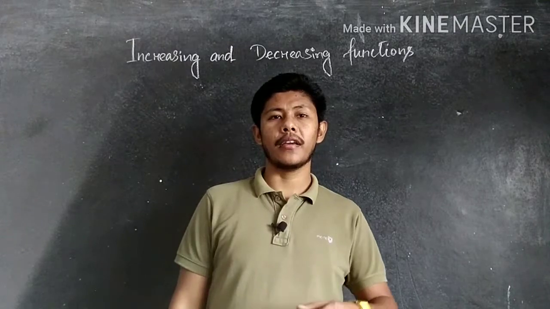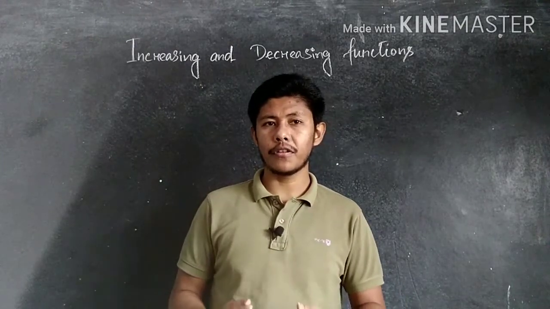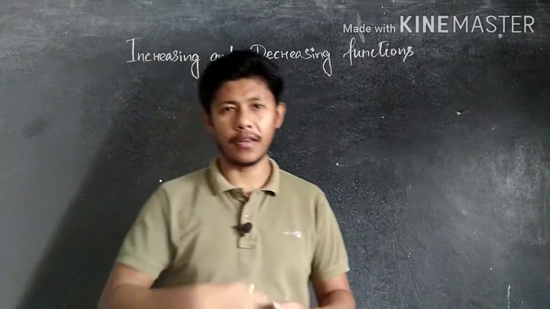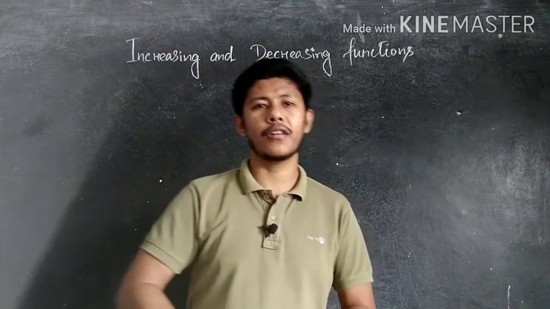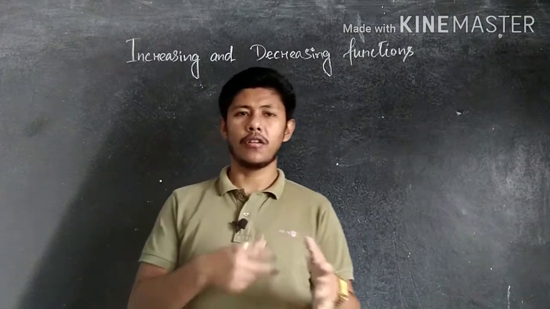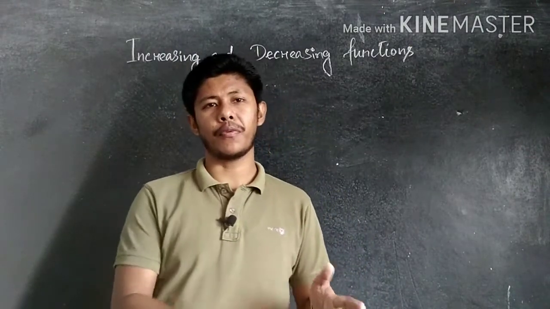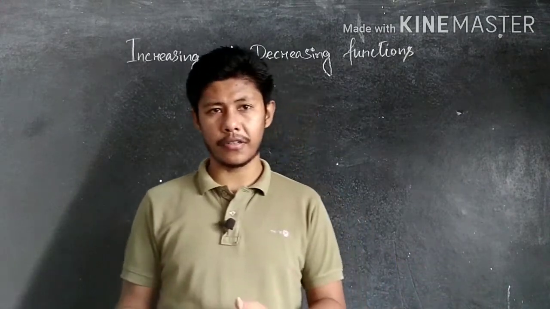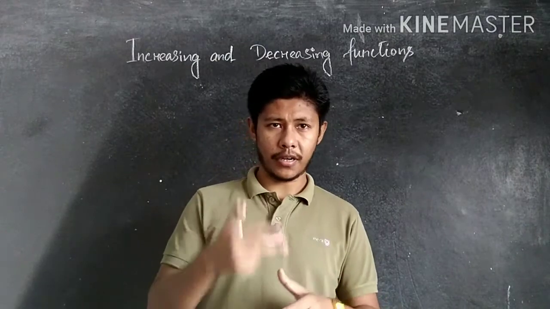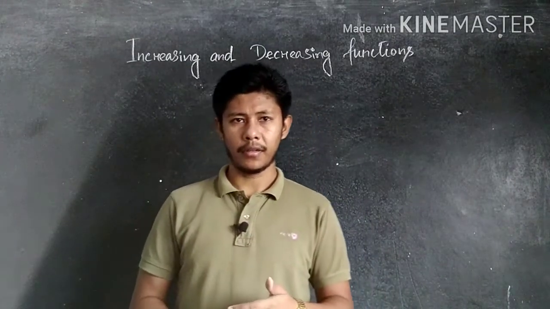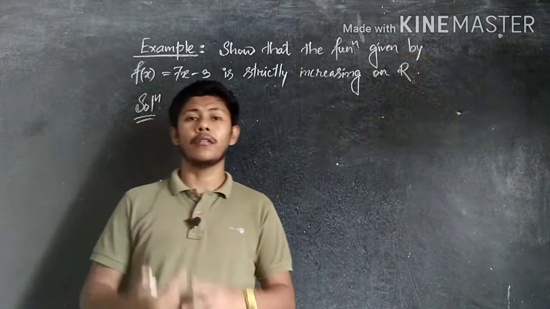That means in the same graph, if your graph is both rising and falling at the same time, then we call it neither increasing nor decreasing. In graphical representation we have already done this one. So mathematically, how can we prove this? Either increasing or decreasing we can do, but neither increasing nor decreasing we cannot. So just graphically we can represent this neither increasing nor decreasing. Is it clear? Okay.